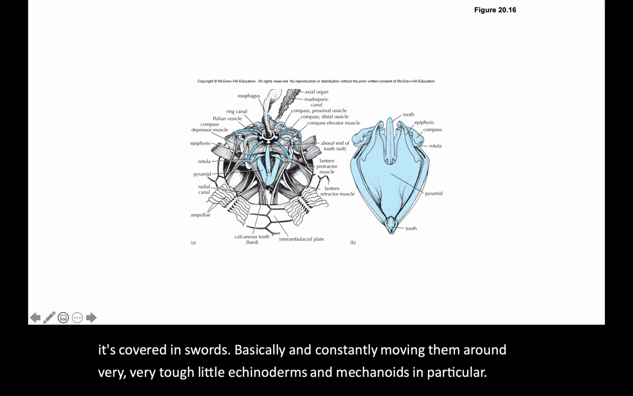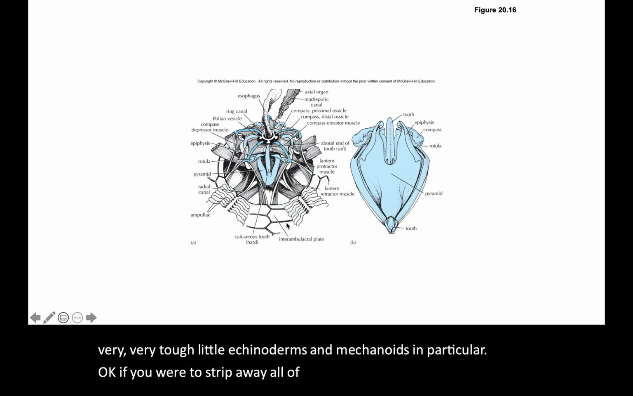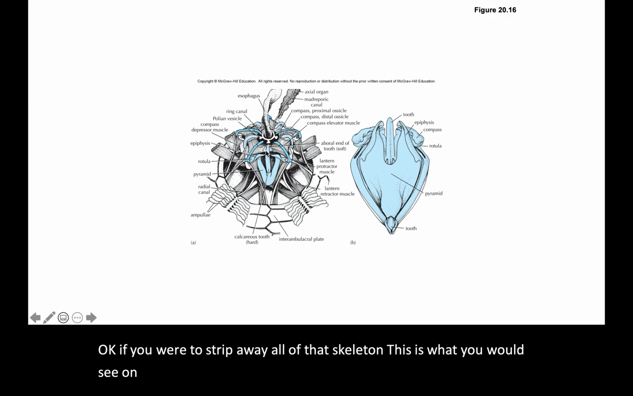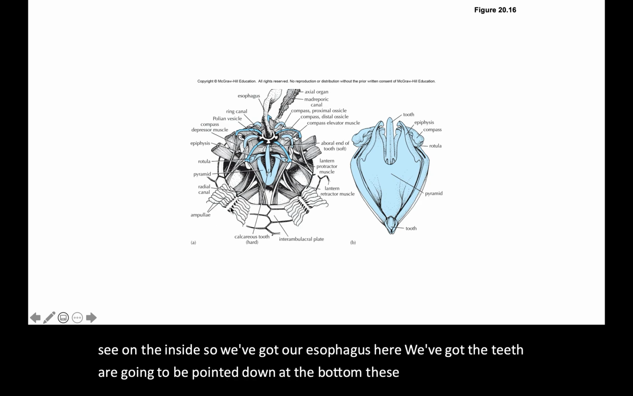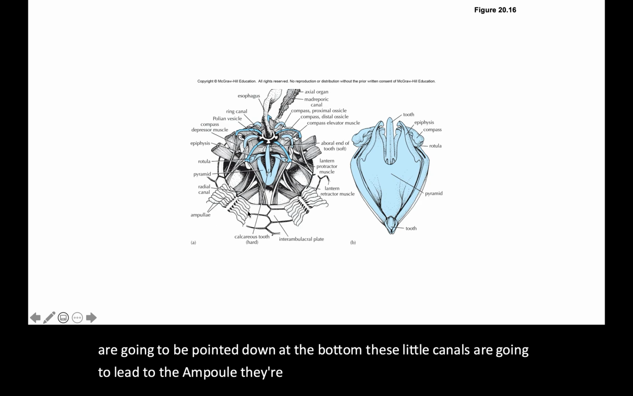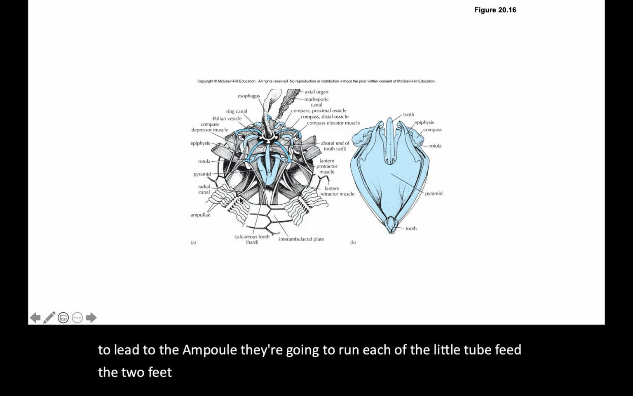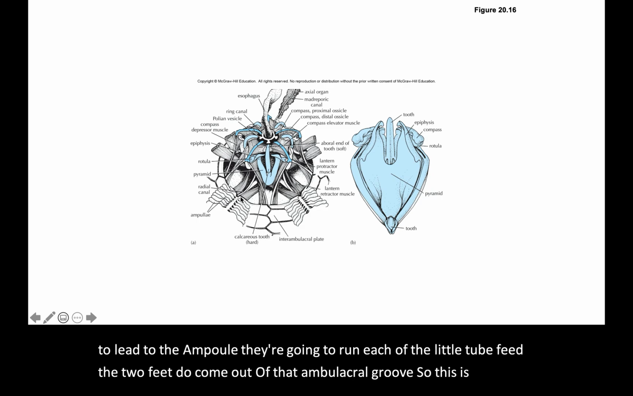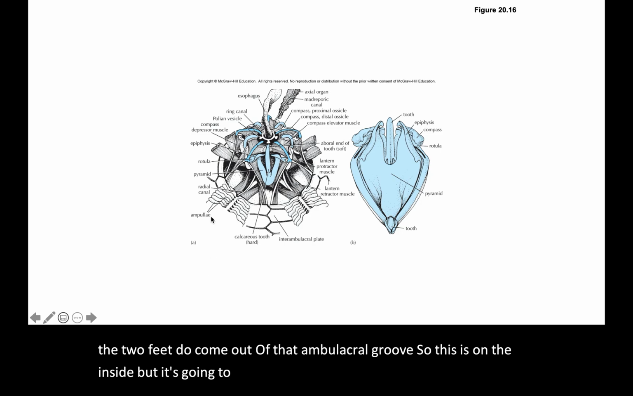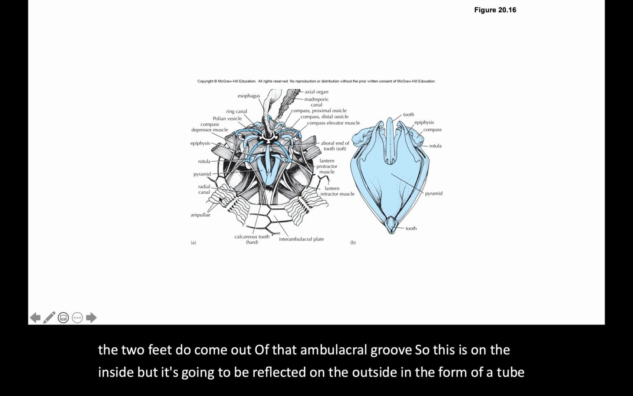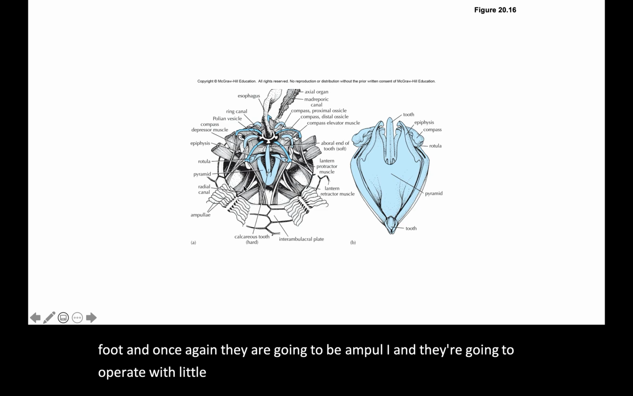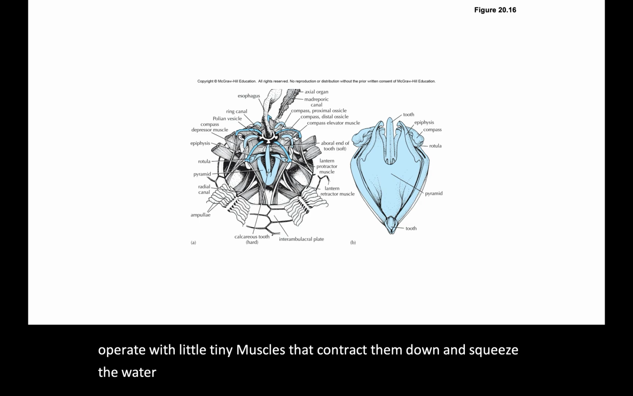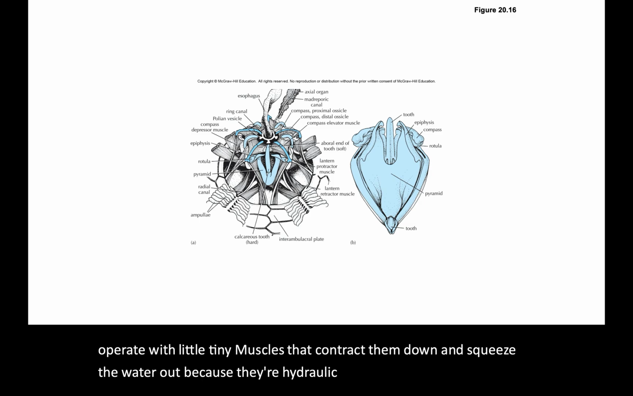Okay, if you were to strip away all of that skeleton, this is what you would see on the inside. So we've got our esophagus here. The teeth are going to be pointed down at the bottom. These little canals are going to lead to the ampullae. They're going to run each of the little tube feet. The tube feet do come out of that ambulacral groove. So this is on the inside, but it's going to be reflected on the outside in the form of a tube foot. And once again, they're going to be ampullae, and they're going to operate with little tiny muscles that contract them down and squeeze the water out because they are hydraulic creatures, fundamentally little hydraulic creatures.